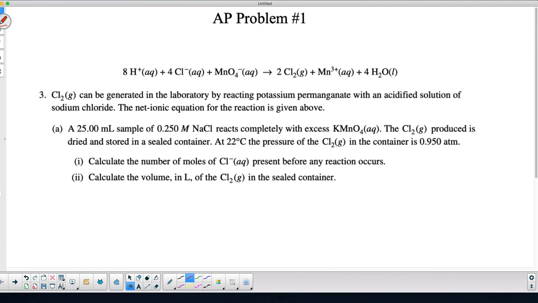And take a look at the problem. A 25 milliliter sample of 0.25 molar NaCl reacts completely with excess KMnO4. The Cl2 produced is dried and stored in a sealed container. At 22 degrees Celsius, the pressure of Cl2 in the container is 0.95 atm, atmospheres. So, okay.